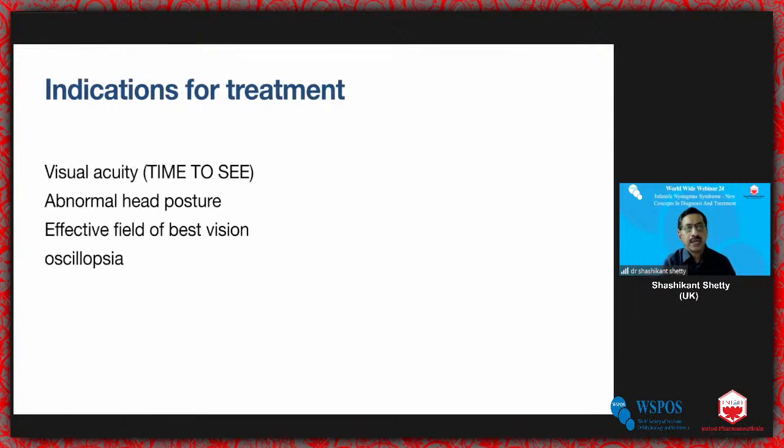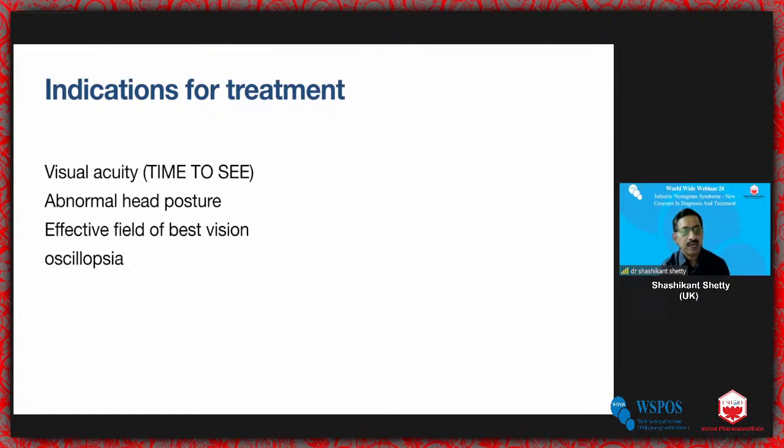So the indications for treatment: we're not looking at visual acuity, because the visual acuity is again very variable. Most of the studies looked at the time to see. When we do the surgical corrections for these patients, the time to see actually gets better, and the gaze-dependent visual acuity gets better. And if the patients have abnormal posture, that is also another indication for treatment.